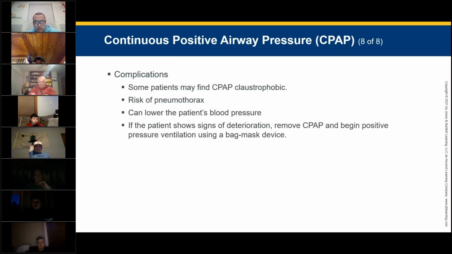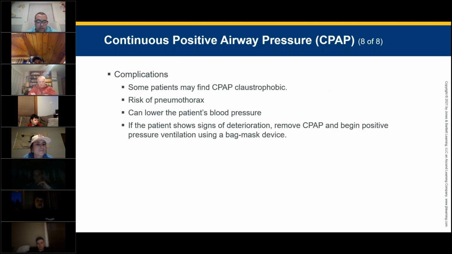Like we talked about, some patients are going to find CPAP claustrophobic, and they're going to resist application of the mask. Best thing you can do is to coach them through. Don't force it. Due to the high volume of pressure that's generated by the CPAP, pneumothorax is a risk. High pressure in the chest can lower the patient's blood pressure.